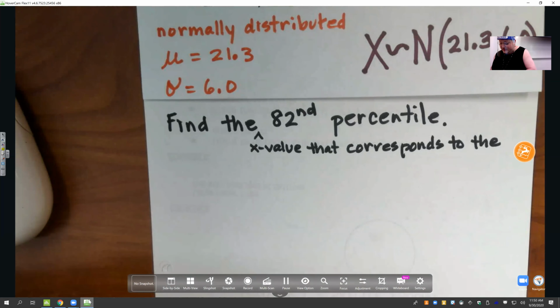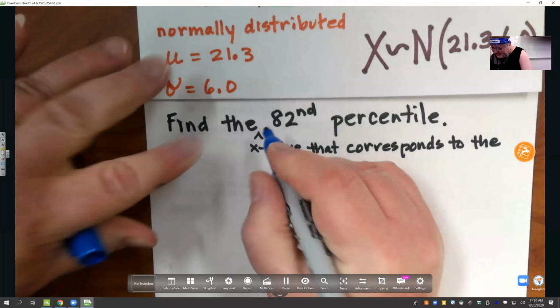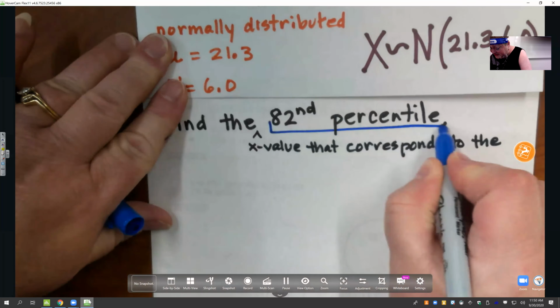This 82nd percentile corresponds to your probability. So you got to kind of know how to interpret, and we talked before how to interpret the 82nd percentile. So I'm going to draw me a sketch here. Horizontal axis, bell-shaped curve, mean in the middle, just 21.3.